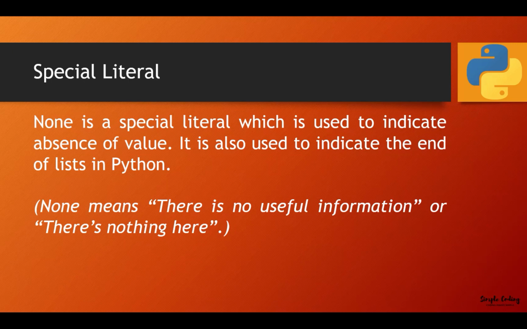Next, special literal. None is a special literal which is used to indicate absence of value. It is also used to indicate the end of a list in Python. None means there is no useful information, or there is nothing here.